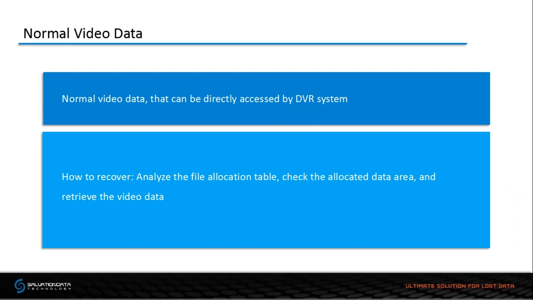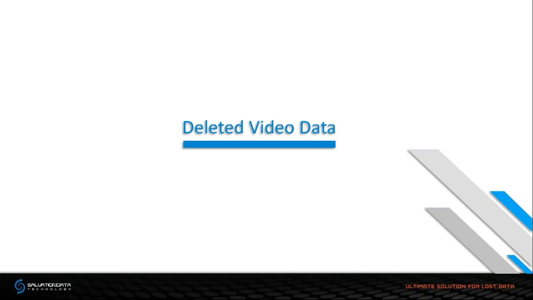And we can extract such data by analyzing the file allocation table, check the allocated data area, and retrieve the video files. And next is deleted video data.